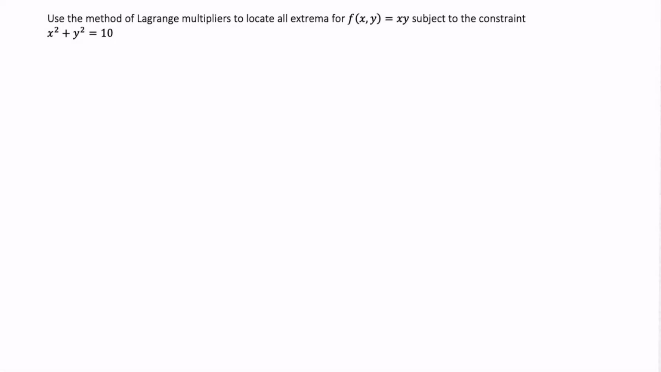Welcome. In this video, we're going to use the method of Lagrange multipliers to locate the extreme values for this function f of x, y equals xy, subject to the constraint x squared plus y squared equals 10. When I'm done, I'm going to show you what this looks like using technology.